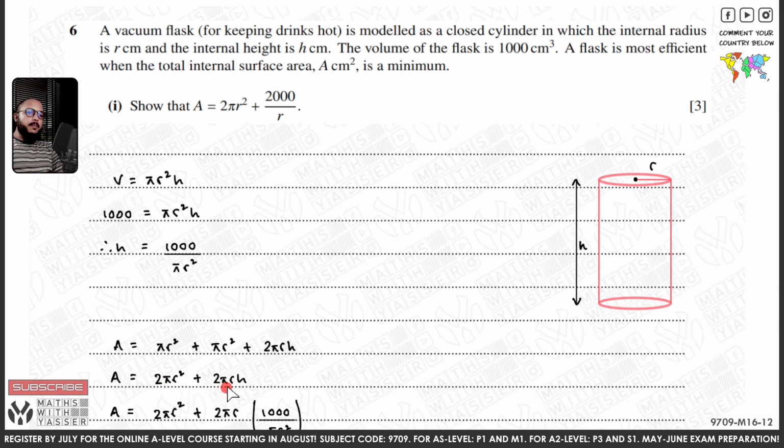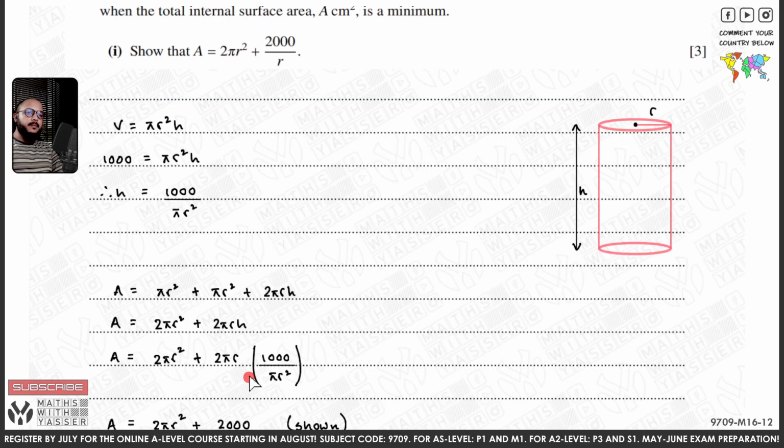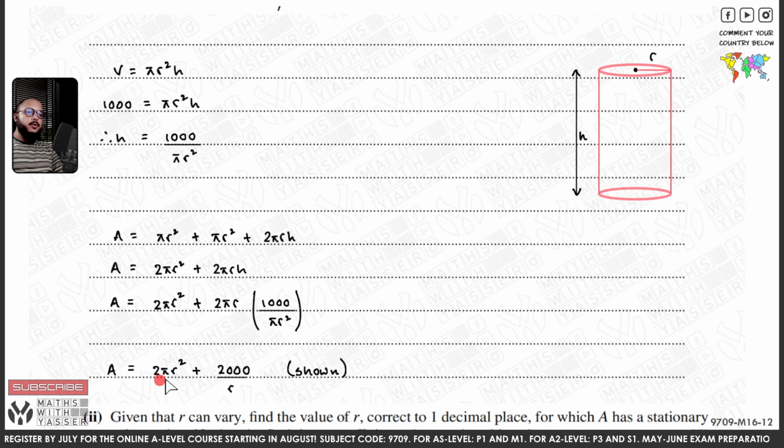So 2 pi r square plus 2 pi r h, if we simplify this, now we just need to substitute the value of h into this equation, and we get 2 pi r square plus 2 pi r times 1000 over pi r square. Simplifying this further, we get 2 pi r square plus 2000 over r. This pi and this pi will cancel, and we have 1 r in the numerator and 2 r in the denominator. So it will be just r in the denominator.